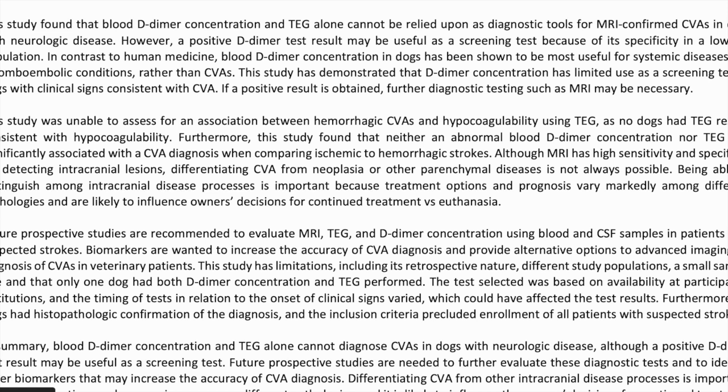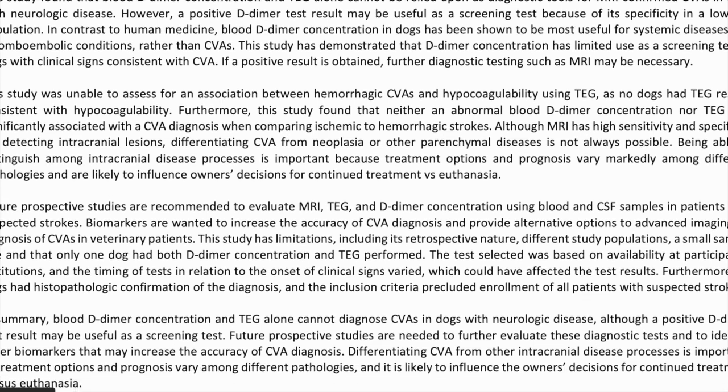This study was unable to assess for an association between hemorrhagic CVAs and hypocoagulability using TEG, as no dogs had TEG results consistent with hypocoagulability. Furthermore, this study found that neither an abnormal blood D-dimer concentration nor TEG was significantly associated with a CVA diagnosis when comparing ischemic to hemorrhagic strokes. Although MRI has high sensitivity and specificity for detecting intracranial lesions, differentiating CVA from neoplasia or other parenchymal diseases is not always possible. Being able to distinguish among intracranial disease processes is important because treatment options and prognosis vary markedly among different pathologies and are likely to influence owners' decisions for continued treatment versus euthanasia.